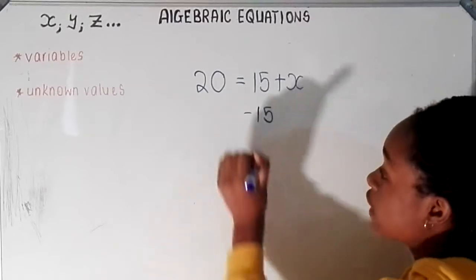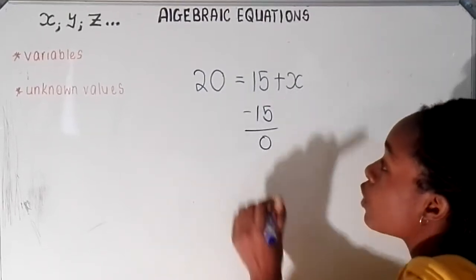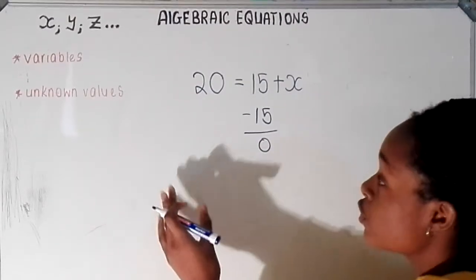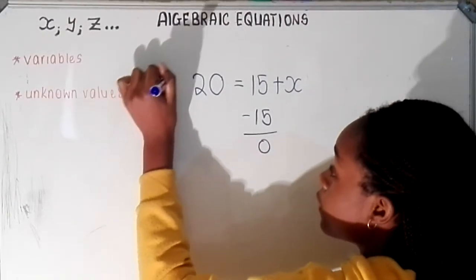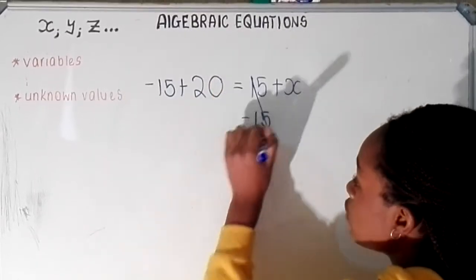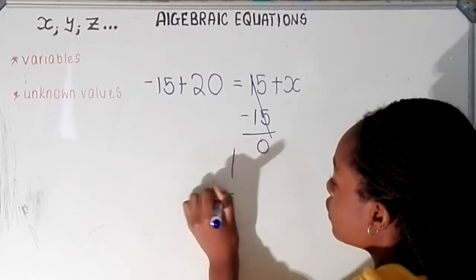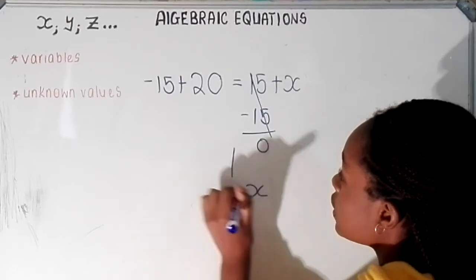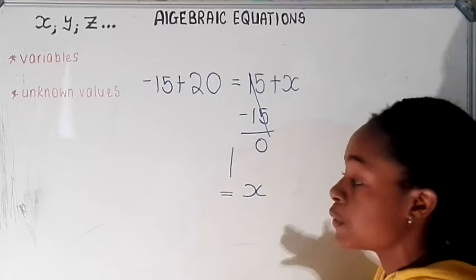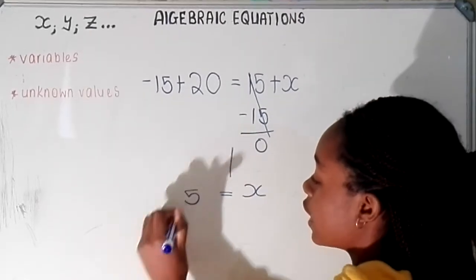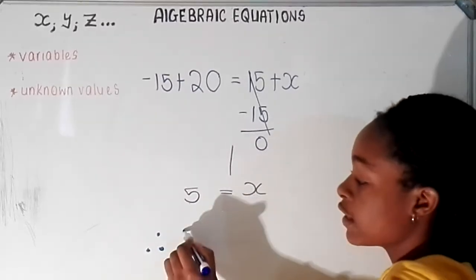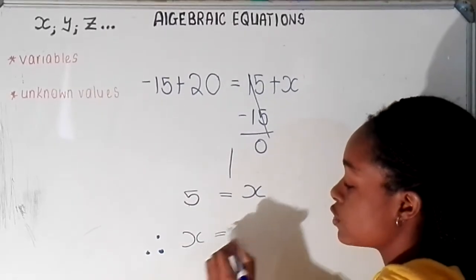15 minus 15 gives me an answer of 0. Whatever you do on this side, you must do on that side as well. So I will minus by 15 here. Okay? This will cancel. When I bring this all down, I'm left with x is equal to 20 minus 15, which gives me an answer of 5. And to make this more clear, I'm going to say x is equal to 5.